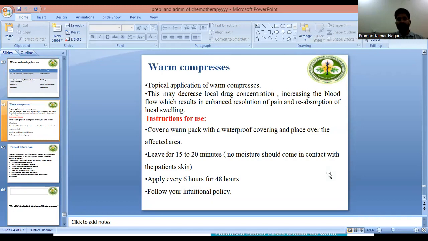How to use the warm compress? Cover a warm pack with a waterproof covering and place it over the affected area. Leave for 15 to 20 minutes. No moisture should come in contact with the patient's skin. Apply every 6 hours for the next 48 hours. And follow your institutional policy as per your protocol.